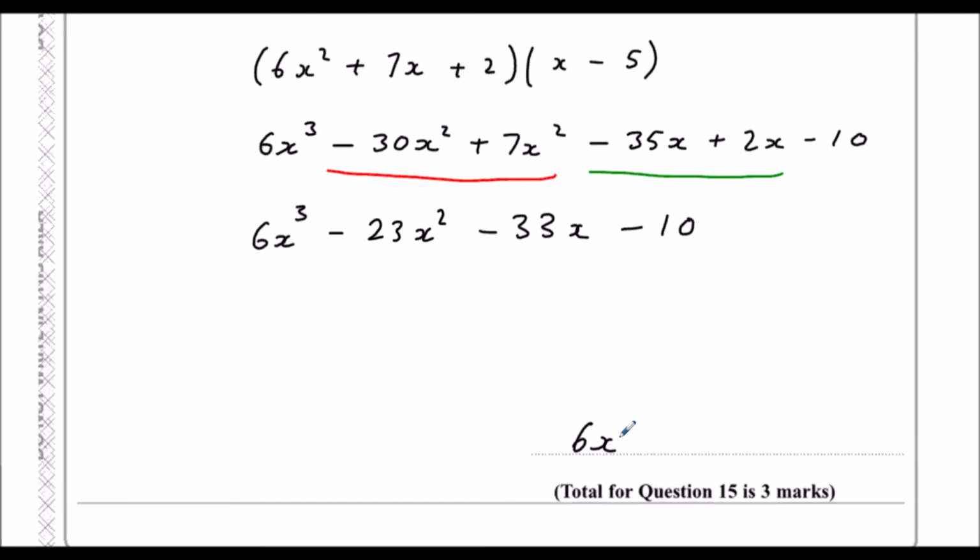So 6x cubed minus 23x squared minus 33x minus 10.